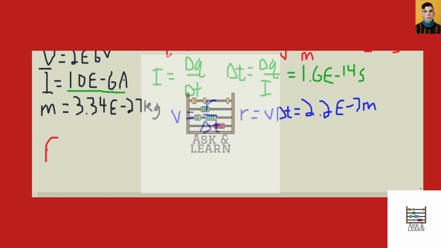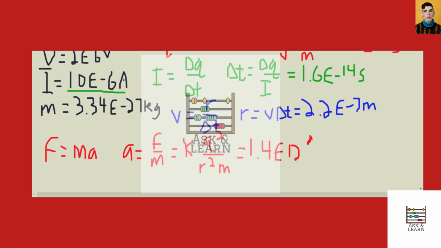So we know F equals ma, and so acceleration is equal to force over mass. And we're looking for the electrical force here, and so that's K times Q squared over R squared m, and that's equal to about 1.4 times 10 to the 12 meters per second squared. So that is a significant acceleration, so the beam stability is affected by the separation between the deuterons.